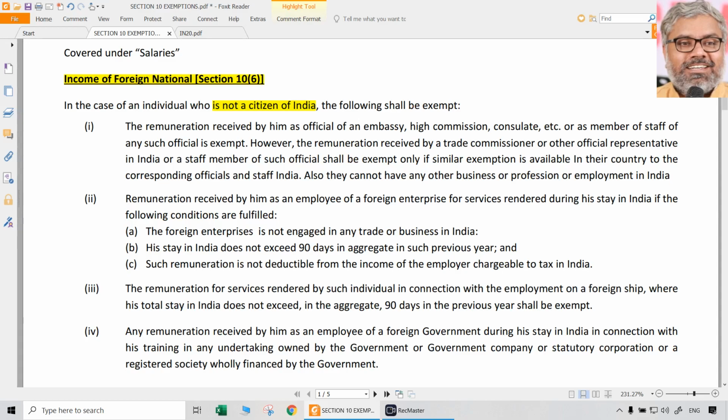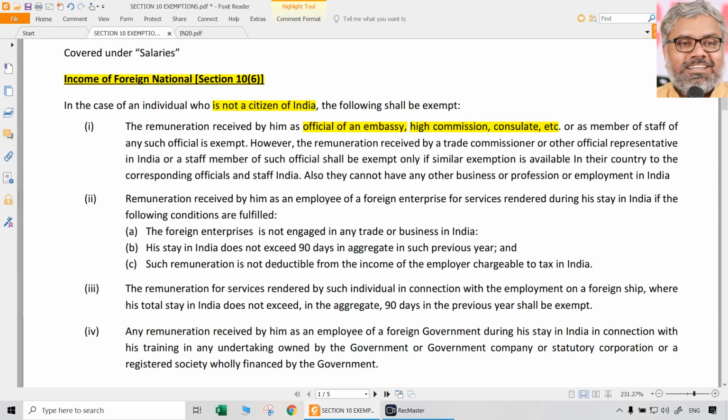Will be exempt in the following cases. First one, in general, you can say diplomats' income. Who are those diplomats? Further description is given. Remuneration received by the person who is not a citizen of India as an official of an embassy, high commission, consulate, etc., and as a member of staff of any such official is also exempt.